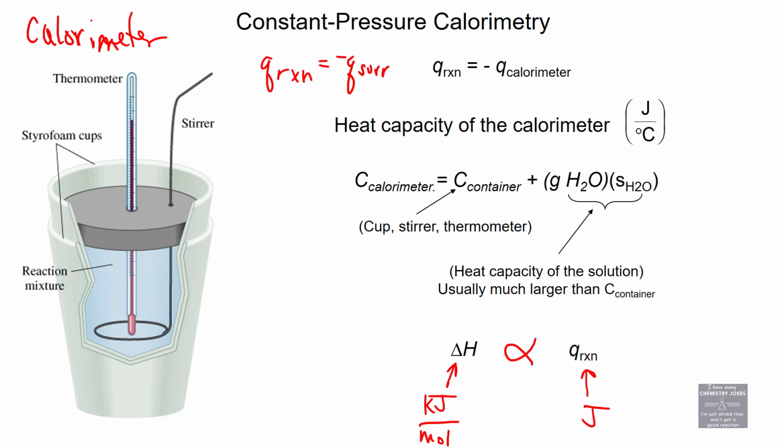So how do these two relate? Q divided by moles of the reaction would equal delta H of the reaction. Delta H of the reaction is equal to Q of the reaction divided by the moles of the reaction. You want to see how that works in practice?